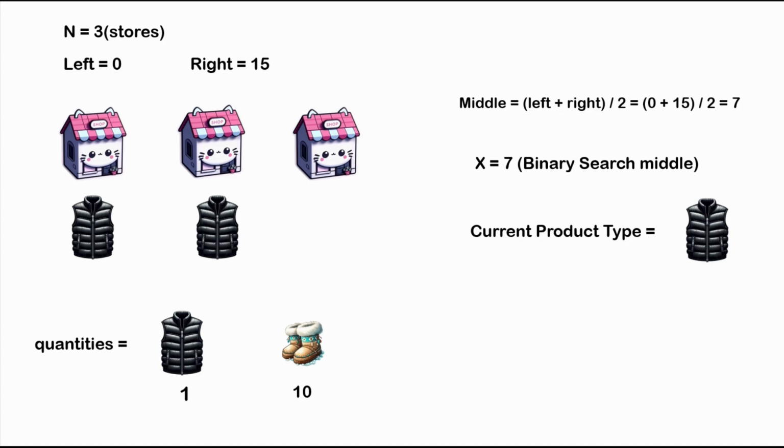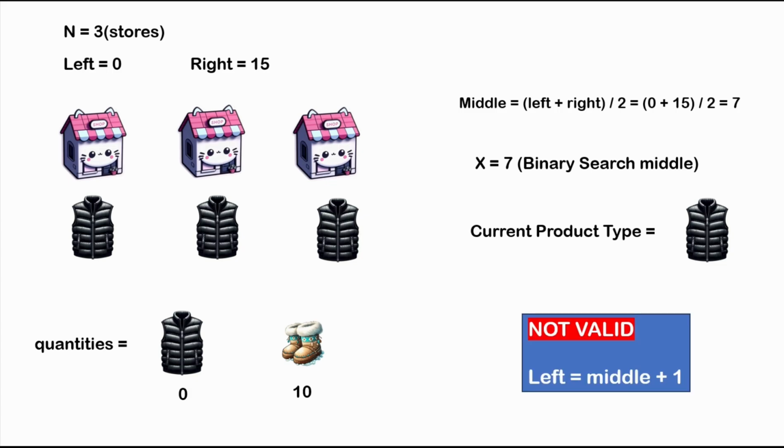Remaining quantity of type 1 is 8 subtracted by 7 equals 1. Store 3 gets one product of the first type. Remaining quantity of type 1 is 0. At this point, we have used all stores, but there is still another product type 10 left to distribute. Result: this distribution is not valid because we can't distribute all products with x equals 7.